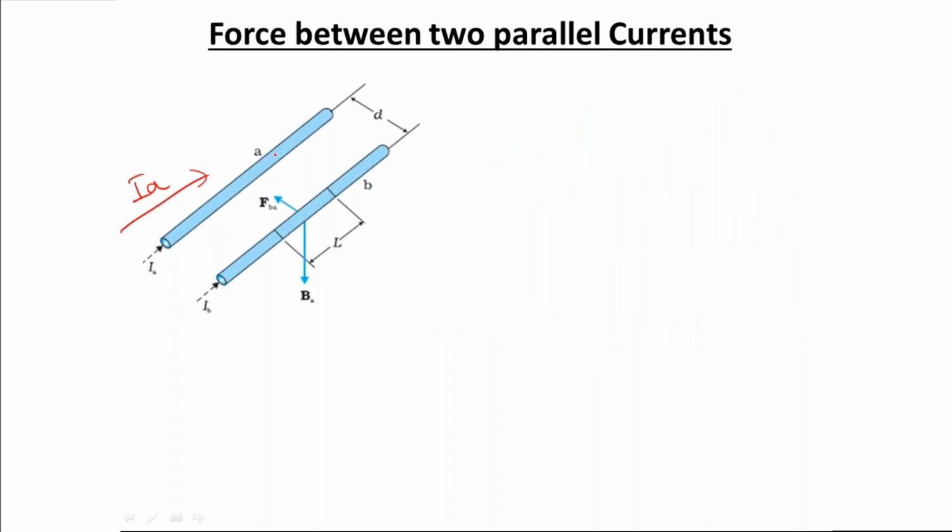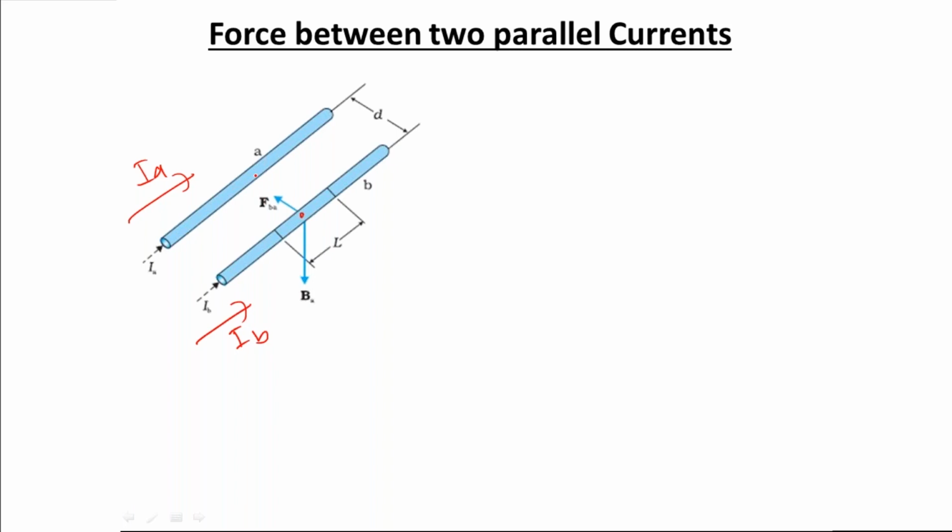IA going through this current carrying wire A, and IB going through this wire B. Okay. Let us take this wire A. These two wires are separated by distance D. So if we want to calculate the magnetic field at this place, just on top of the wire, that is D distance away from wire A, because they are separated by a distance D.